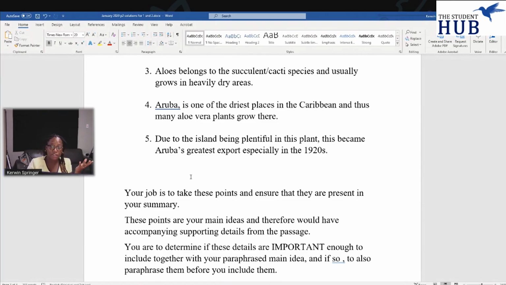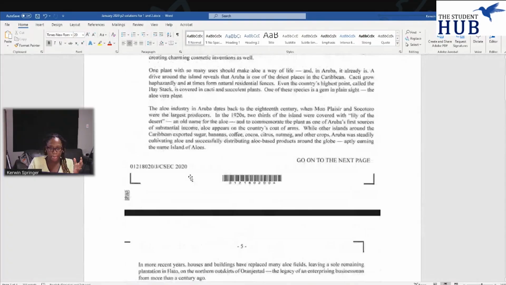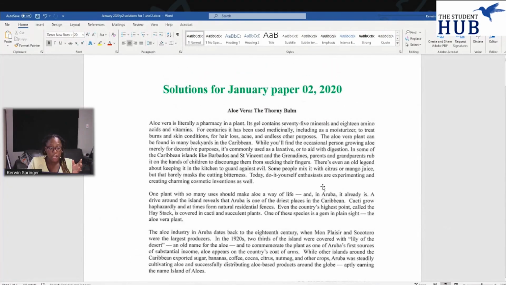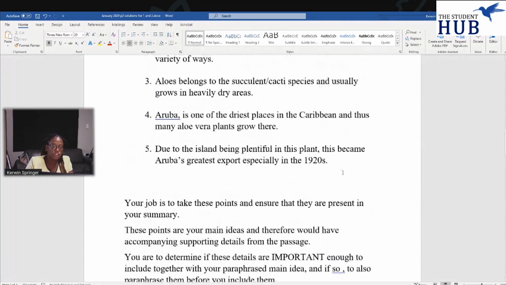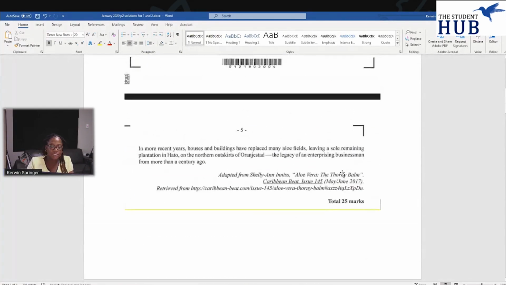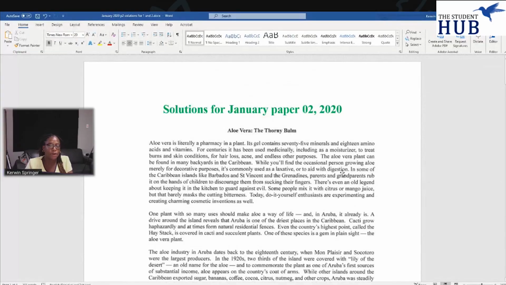So paraphrase is just a fancy way, really and truly, of saying, put in your own words. You get a lot of marks for taking the information that would be here, and when you are including it in your summary, you put it in your own words. So that was just a little breakdown, a little bit of information on how to approach summary writing.